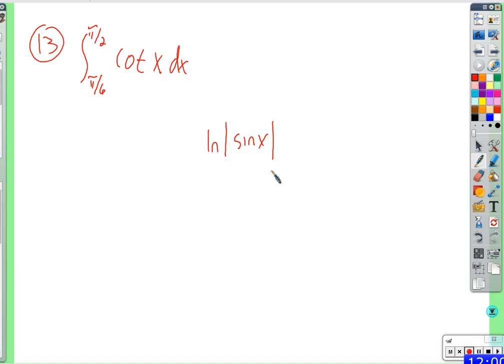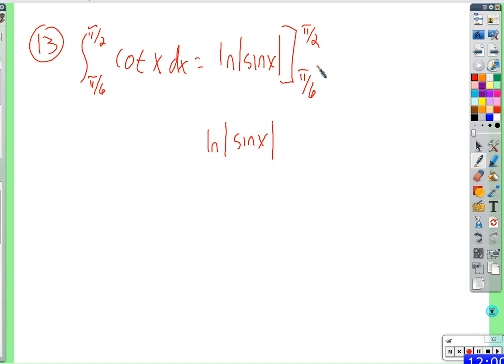Natural log of the absolute value of the sine of x. Plus C. But we don't need plus C because we're going to do the fundamental theorem of calculus, right? Found it. Also I'll show you why this is. If it's the natural log, there must be some kind of du over u, 1 over x kind of a situation. If you write this as cosine over sine, you'll see that is the case.